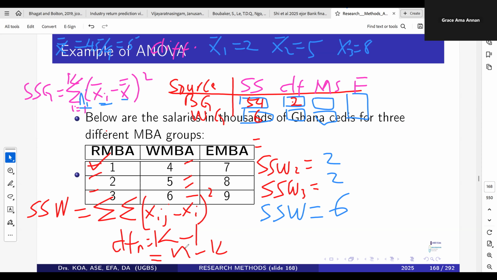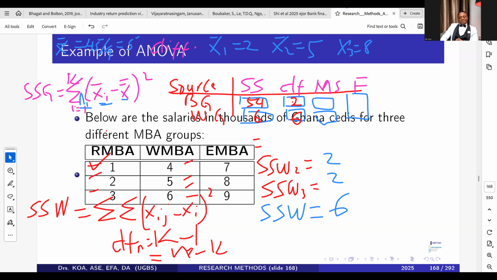Because n is the total sample, which is 9. K is already the 3. So 9 minus 3 is 6. Therefore, we can say that the value down here is also 6. You're left with just 3 boxes to fill.